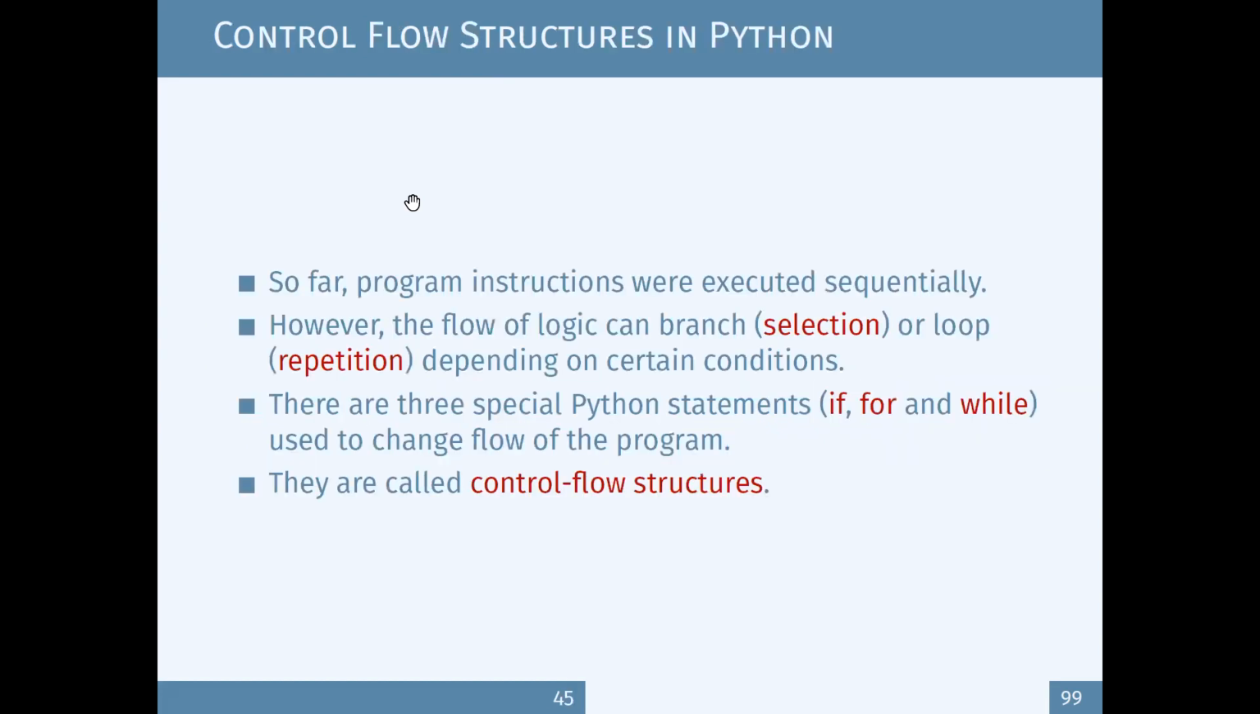Right. Now let's look at some statements in Python. So far, we execute everything from beginning to the end, but we can have branches. When you talk about branches, there are 2 types: selections or repetitions. If you look at the Python statements, we can use if statement, for statement, and while statement, depending on what we want to develop. And they are known as control flow structures.